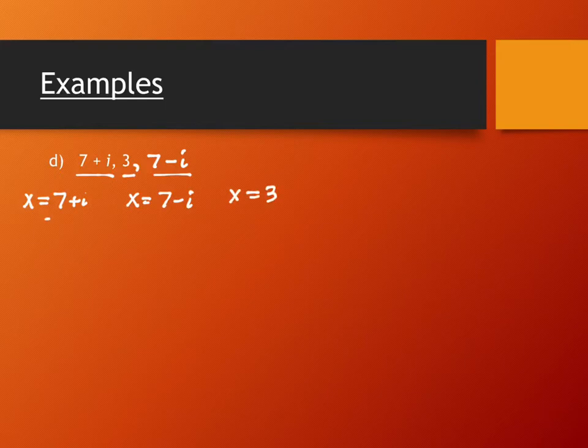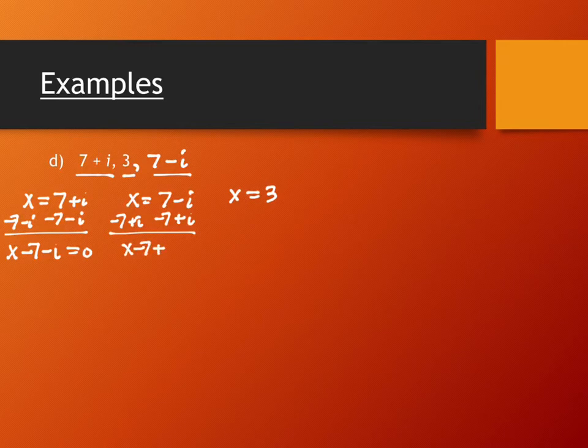The reason that this one's harder is because not only do I have to move the 7, I also have to move the i. So both of the signs change as I do this. I have x minus 7 minus i equals 0. Over here, I have minus 7 and plus i. So I have x minus 7 plus i equals 0. And then on the last one, when I subtract my 3, I have x minus 3 equals 0.